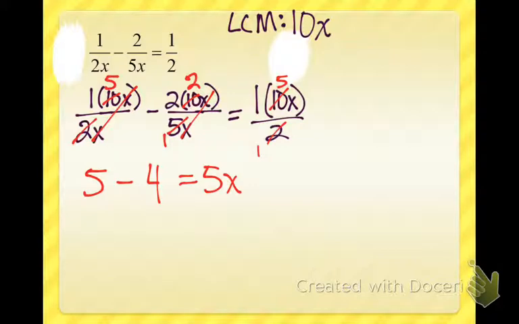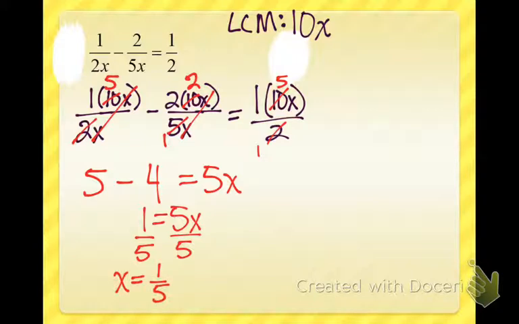What do you think we want to do next? Subtract the 5 and 4. 5 minus 4 gives me 1. To get x alone, I'm going to divide by 5. So x equals 1/5. If you prefer to write that as 0.2, you can. But 1/5 is just as correct.